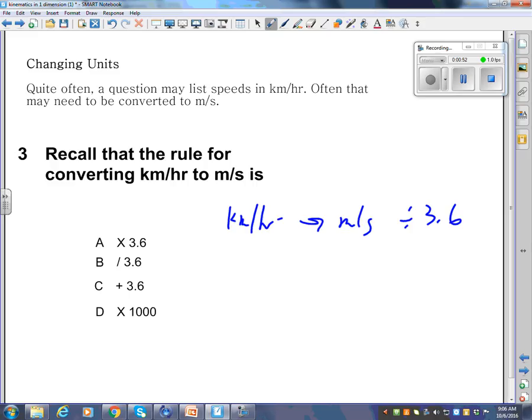The only thing you really have to remember is, is it divide or is it multiply? The way I teach kids is, if it's big units, like kilometers and hours, you've got to make them smaller, like meters and seconds, by dividing. And the opposite is true if you're going the other way: meters per second to kilometers per hour is going to be times by 3.6.